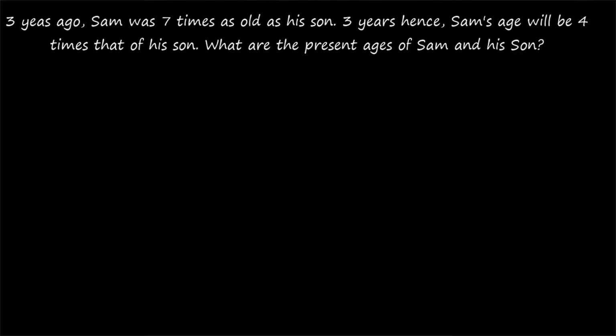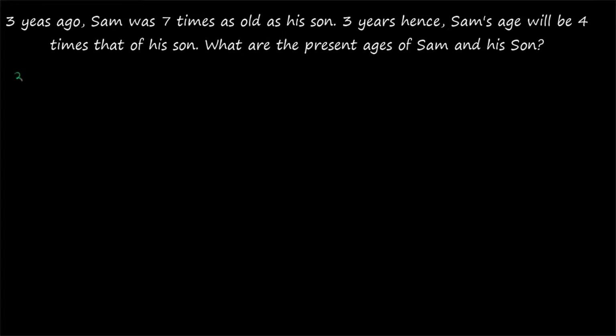So today's question is: 3 years ago Sam was 7 times as old as his son. 3 years hence Sam's age will be 4 times that of his son. What are the present ages of Sam and his son? So what is the given question? Here the relationship between Sam's age and his son's age are given for the past and the future. The present relationship is not given.